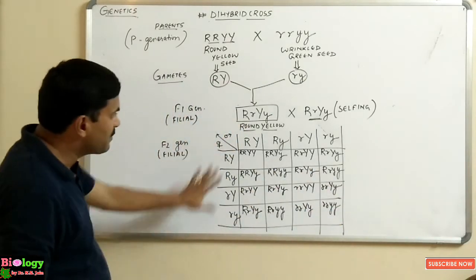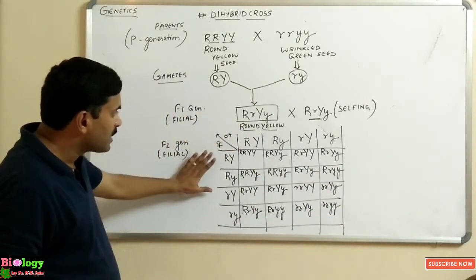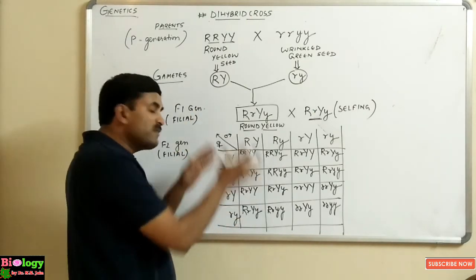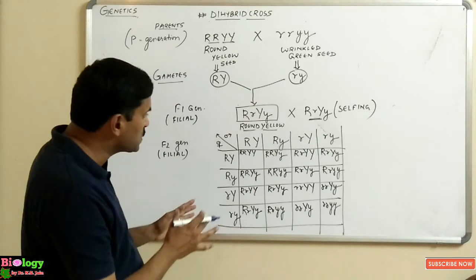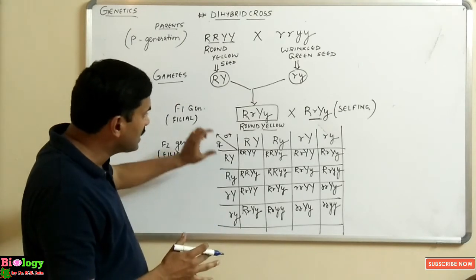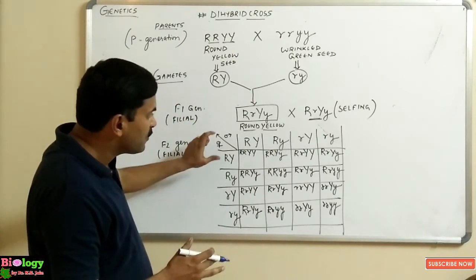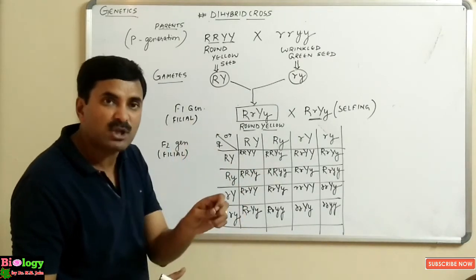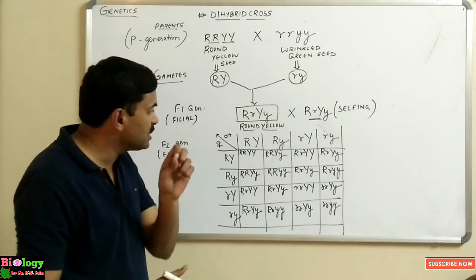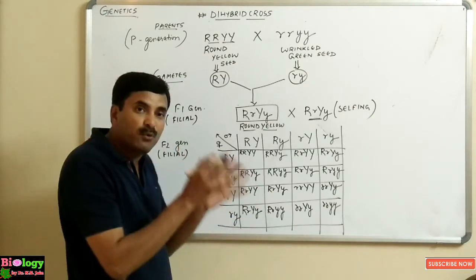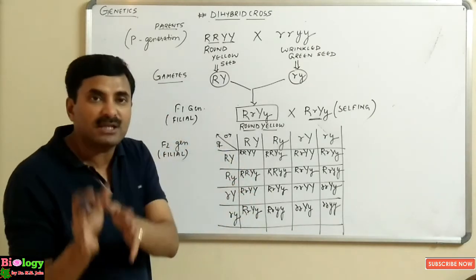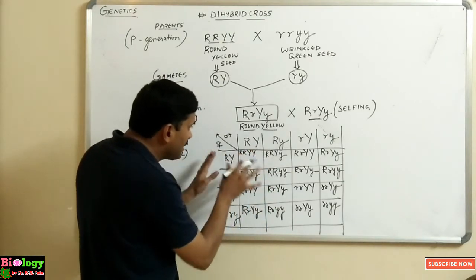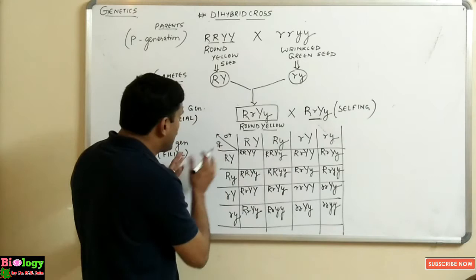So this is representing what? The F2 generation of a dihybrid cross. Now, as we have done in the monohybrid cross, here also by viewing the F2 generation, we will be calculating the dihybrid phenotypic ratio and the dihybrid genotypic ratio also. But before calculating them, we'll be naming the individuals produced in the F2 generation.